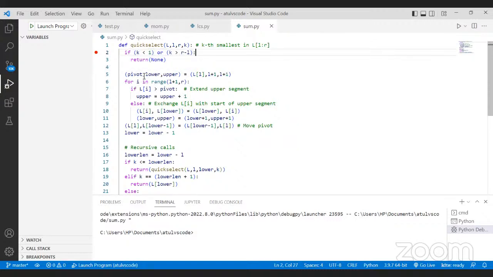In the second case, we are selecting the pivot element as the first element of the list. So this L represents the first index, and we are assigning the lower and upper values. This is basically the partition process. You have already seen this process in the quick sort algorithm. This is actually the same partition process we are using here in the quick select algorithm.